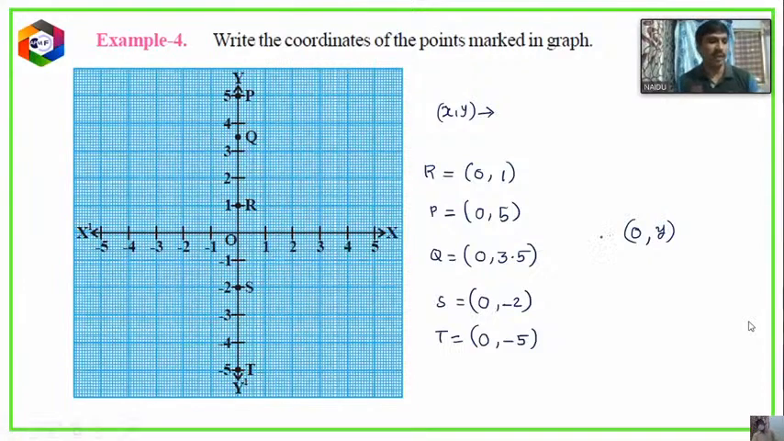So now finally I will conclude this problem. If a point lies on the y-axis, its x direction distance must be 0 and y will be something. That is why the general form of any point on the y-axis is (0, y). So with this we are concluding this problem and moving to the next one.